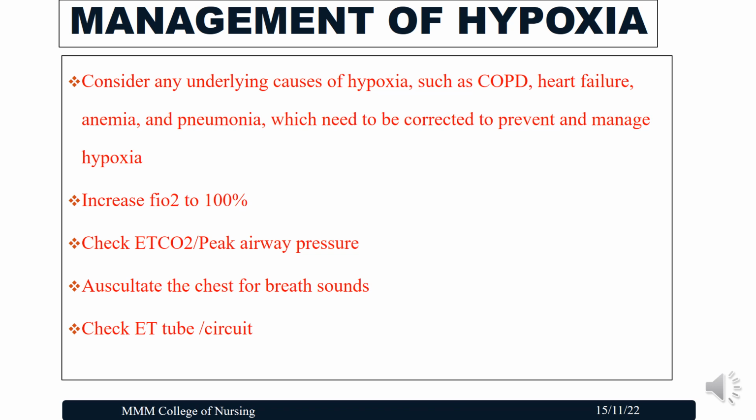Then increase the FiO2 to 100%. Check the end tidal carbon dioxide and the peak airway pressure, auscultate the chest for breath sounds, and check the ET tube or circuit. Sometimes when there is a problem with the ET tube or the circuit, the patient will also manifest with hypoxia. So first we need to check any mechanical problem, then only go into detail for the patient. First we need to assess the tubings and the machines.